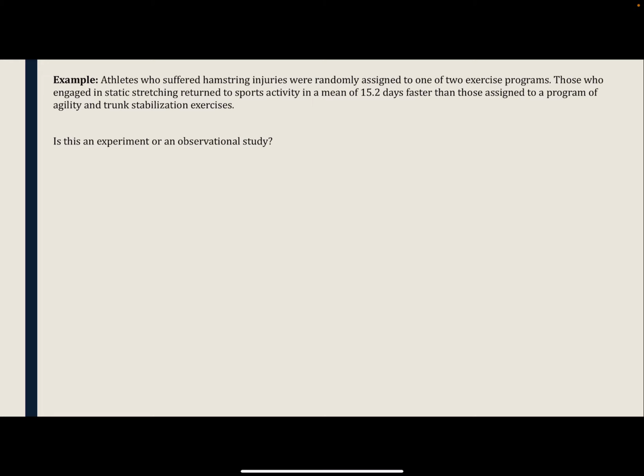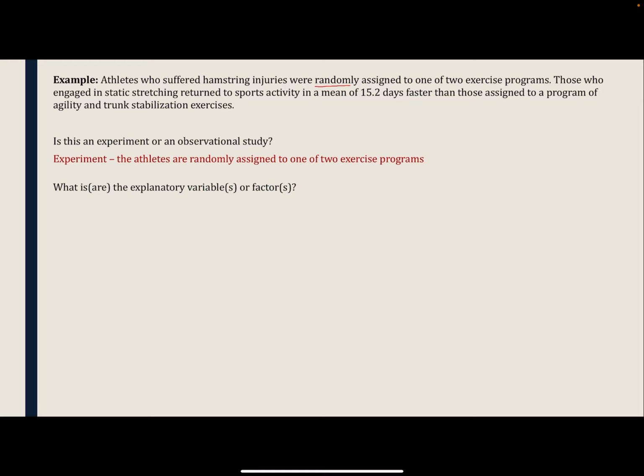Another example, athletes who suffered hamstring injuries were randomly assigned to one of two exercise programs. Those who engaged in static stretching returned to sports activity in a mean of 15.2 days faster than those assigned to a program of agility and trunk stabilization exercises. Is this an experiment or an observational study? Well, there's two different groups. They're being assigned to these groups, and it says randomly assigned to these groups, and the groups have different treatments, right? The treatments are the type of stretching or exercising that they're doing. So this would be an experiment.